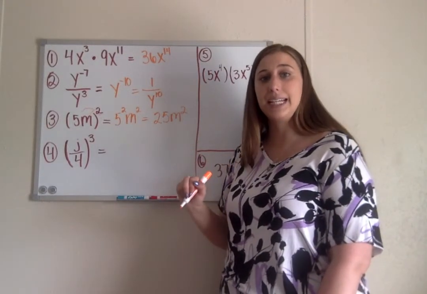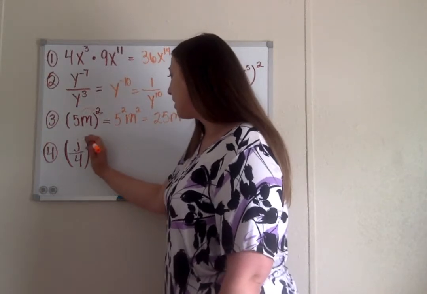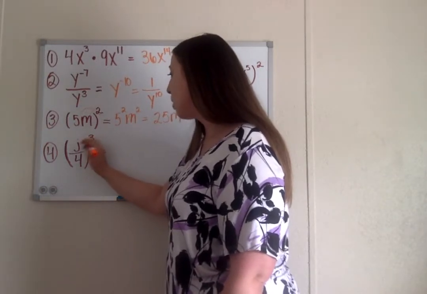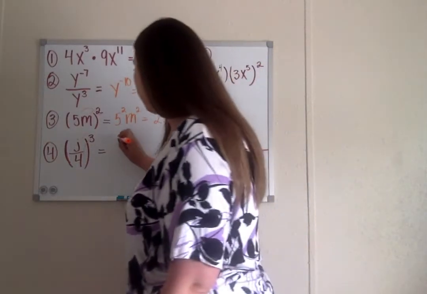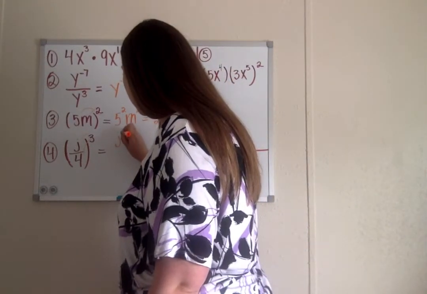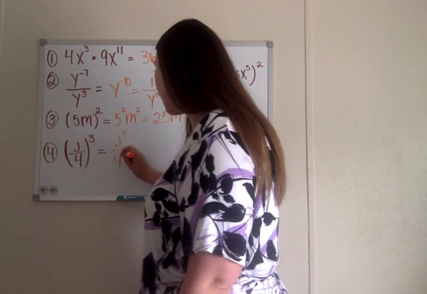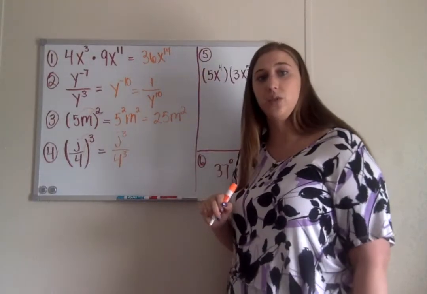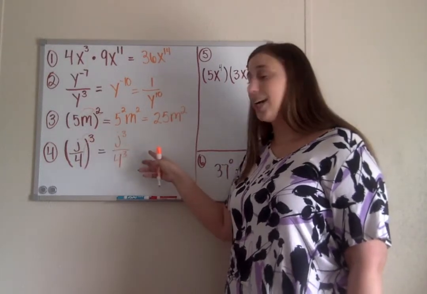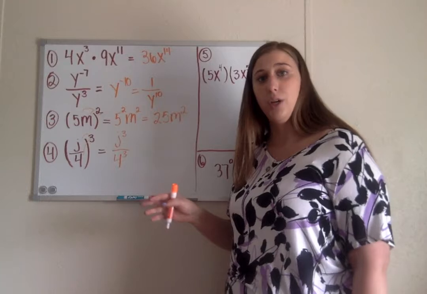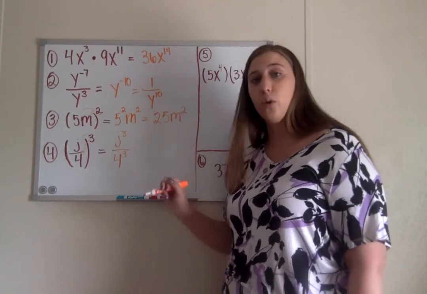Same exact idea for number 4. We have parentheses, which means I'm going to have to distribute the exponent of 3 to each of those terms. So that means j is going to get the little 3, as well as the 4 on the bottom of our fraction is going to get the 3 as well. Notice j over 4 is still there. It's staying exactly the same, but we distributed that little 3 to both the j and the 4.